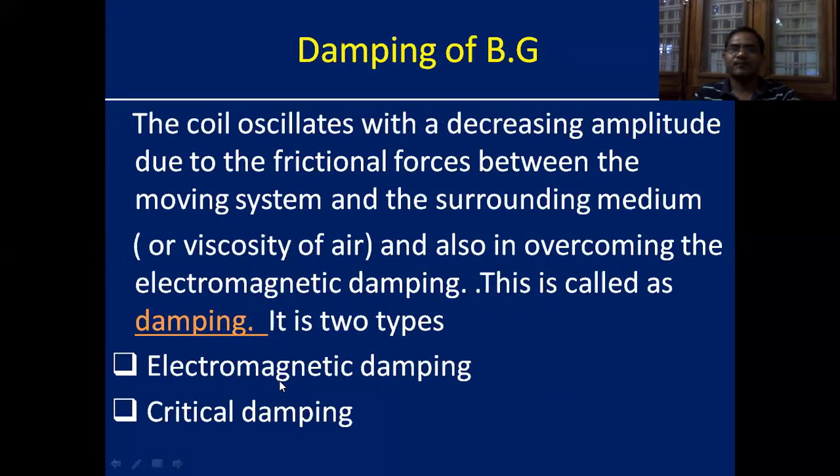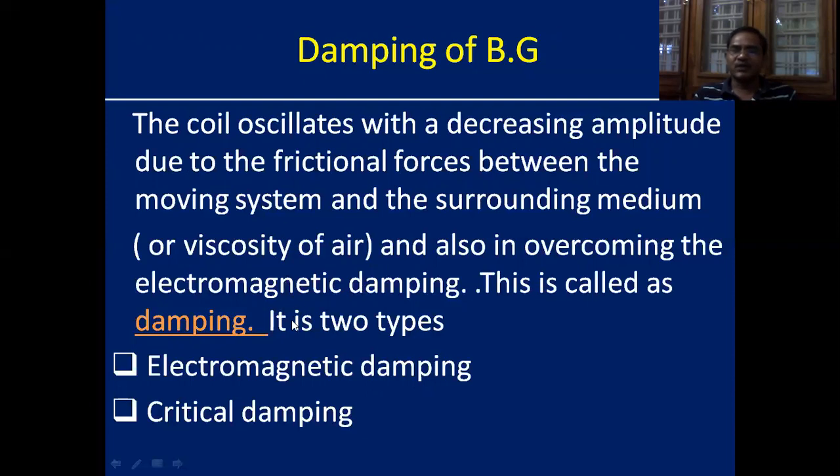These are the uses. What is the damping of ballistic galvanometer? So the coil oscillates with a decreasing amplitude due to two reasons. One is due to the frictional force between moving system and the surrounding. The second one is due to the electromagnetic damping. So therefore, the coil oscillates with a decreasing amplitude due to the frictional forces between moving system and surrounding medium, that may be viscosity of air, and also in overcoming the electromagnetic damping. This is called damping of the ballistic galvanometer.